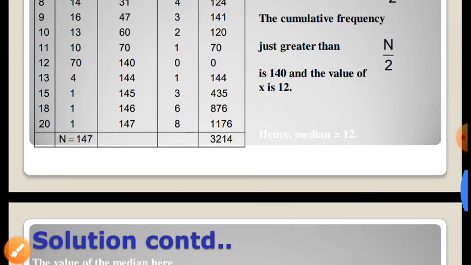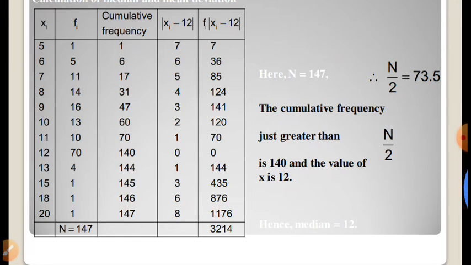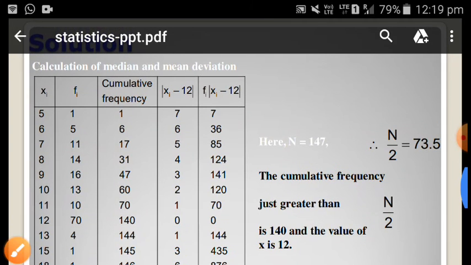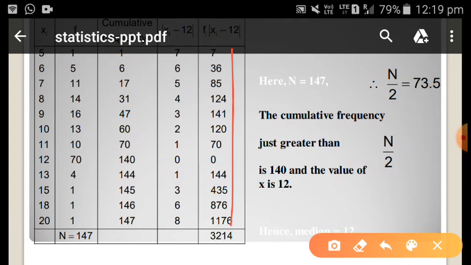Okay, so after finding the median, that median value should be subtracted from every xi value. So the xi values are here, 5 minus 12 and its modulus. The modulus of 5 minus 12 is 7. Next, the modulus of 6 minus 12 is 6. The modulus of 7 minus 12 is minus 5, and we take the modulus. Like this for all the values, and these values should be multiplied by the frequency.